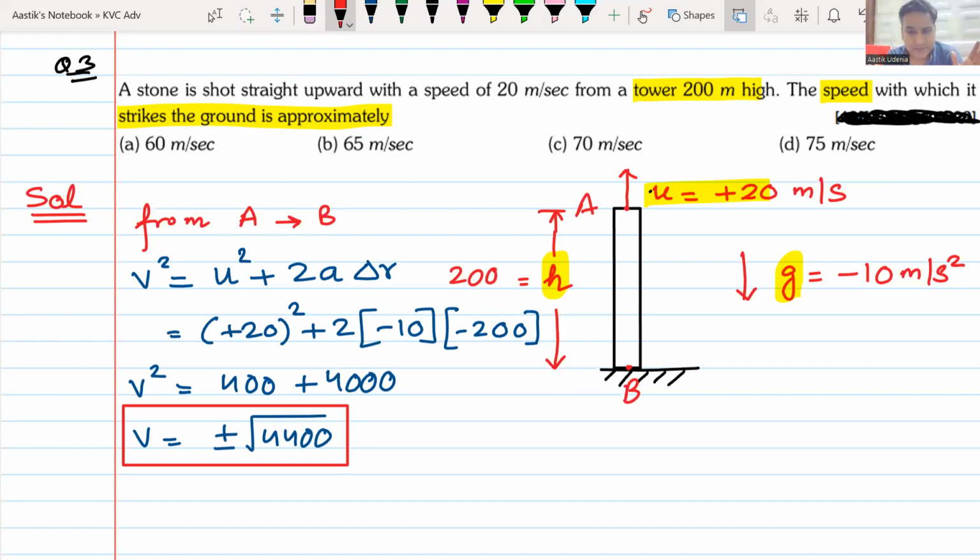Remember, it's only a matter of three equations, my dear friends. v is equal to u plus at, s or delta r is equal to ut plus half at square, v square is equal to u square plus 2 times a into delta r. Remember, a is minus g. g is always negative. Can I move on to the next question, please? Is everyone ready? Raising hands will give me more confidence.